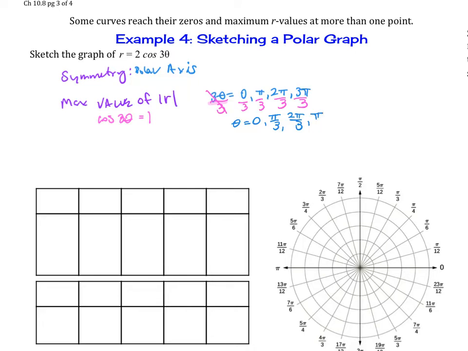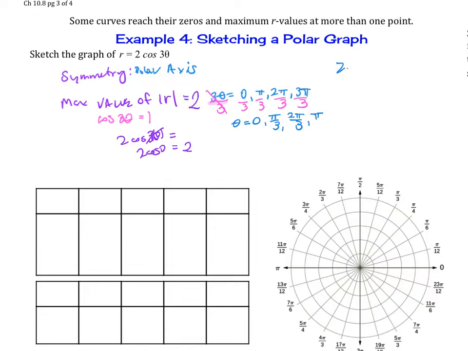And so what is that maximum value, so absolute value of R? So let's plug in 2 cosine of, let's just say 3 times 0. And so that's just going to be 1. So 3 times 0 first, so 2 cosine of 0. And so 2 times 1 is 2. So our max value is 2.